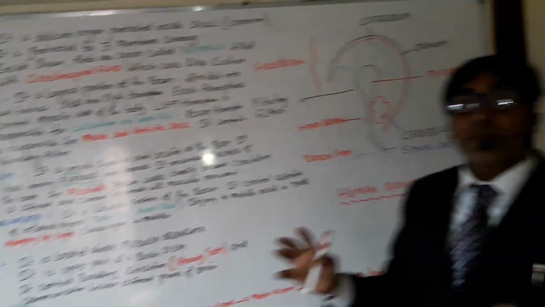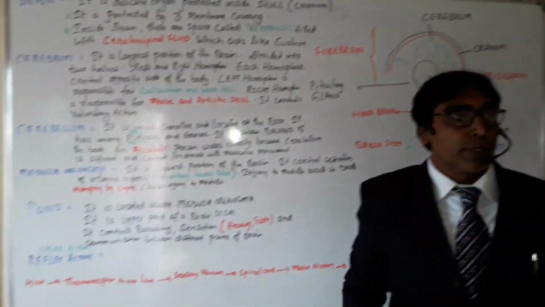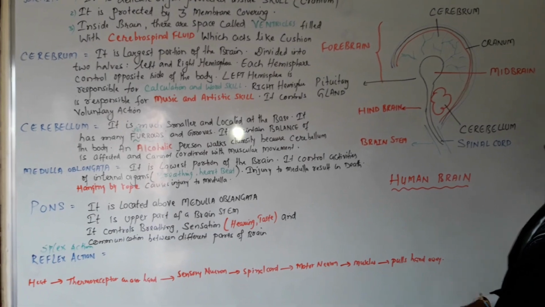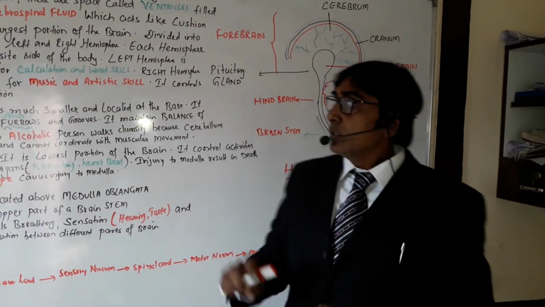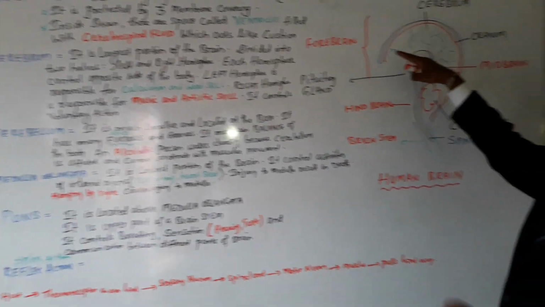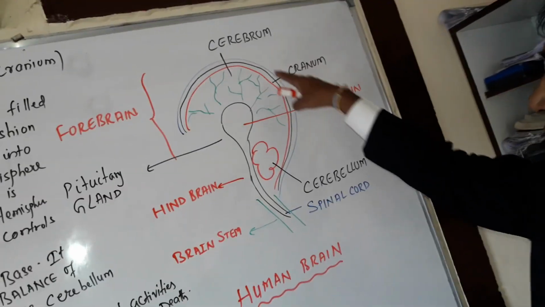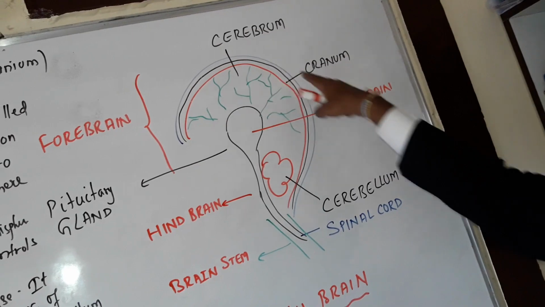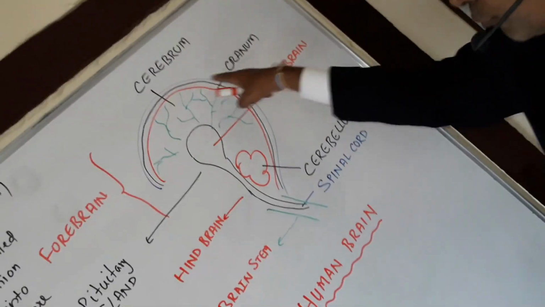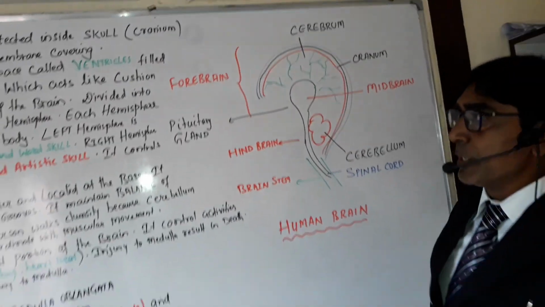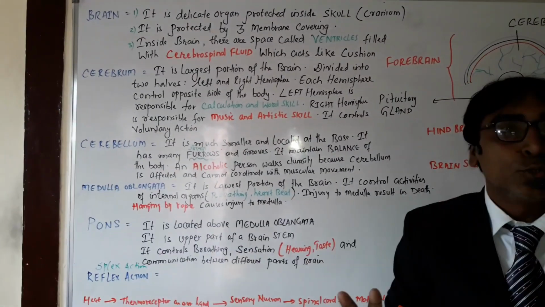Now, there are different parts of the brain in the human body. The first part is the cerebrum. Now the cerebrum, we can see from the figure itself, is the largest portion of our brain. This is the forebrain of the human brain. The forebrain is the largest portion of the brain, and it is divided into two halves.